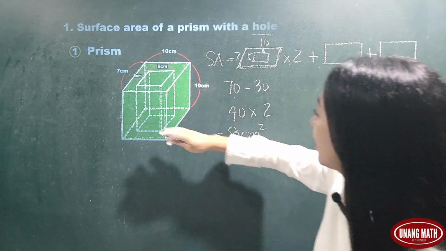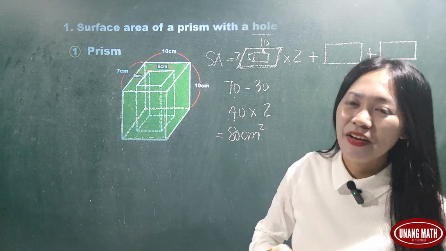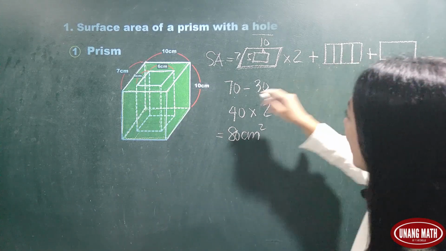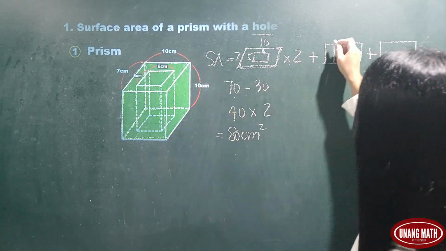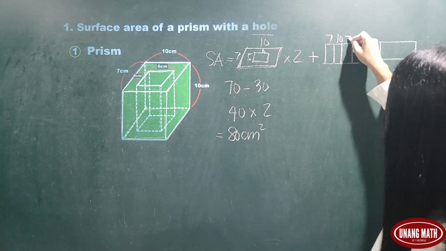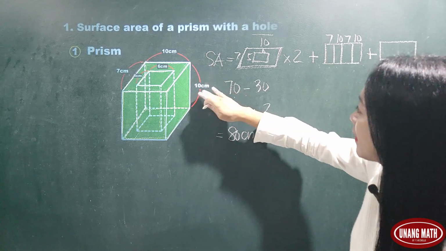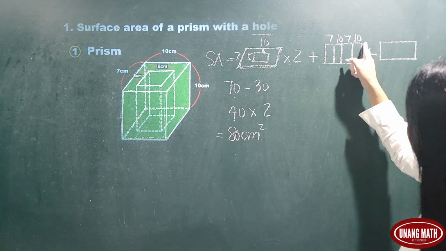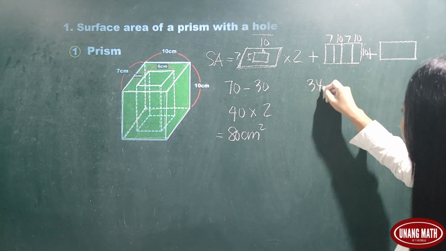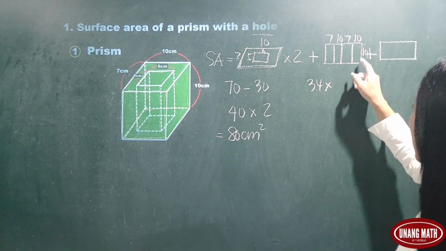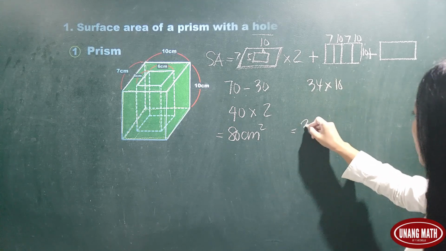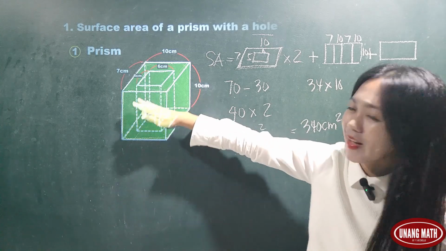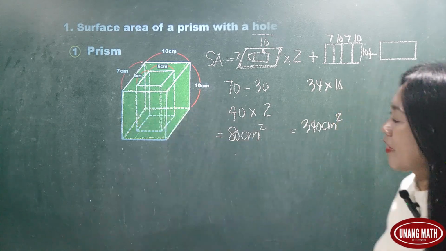Okay, what about the outside lateral faces? So there are 4 faces. This is 7, this is 10, so 7, 10, 7, 10. And then the height is 10 centimeters. 7 plus 10 is 17 plus 17, that's equal to 34. So 34 times the width, which is 10, so this is equal to 340. So 340 square centimeters for the outside lateral faces.